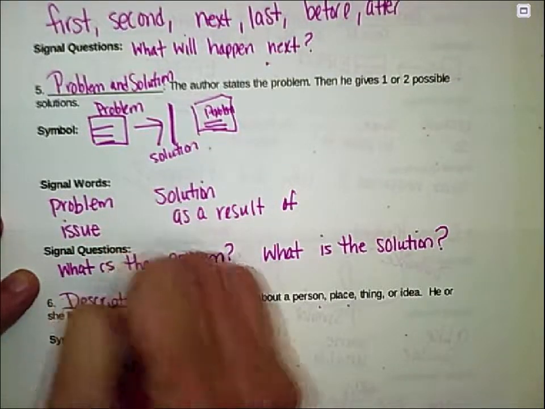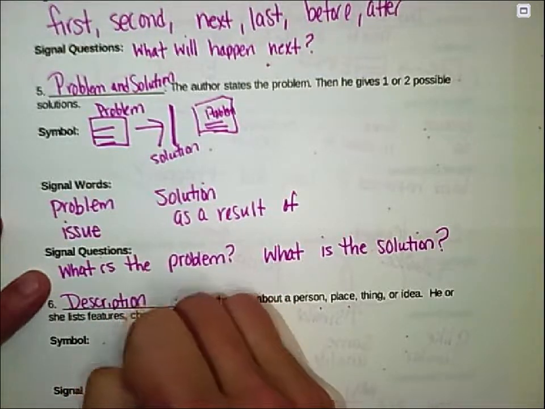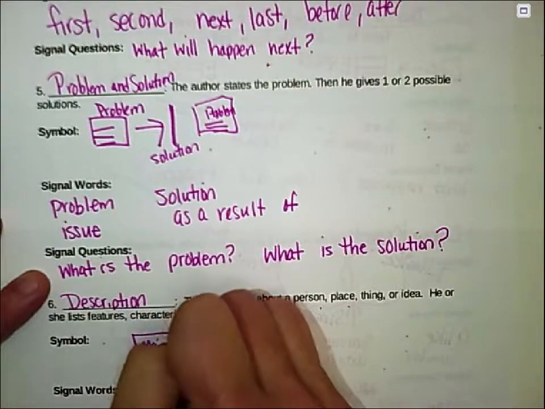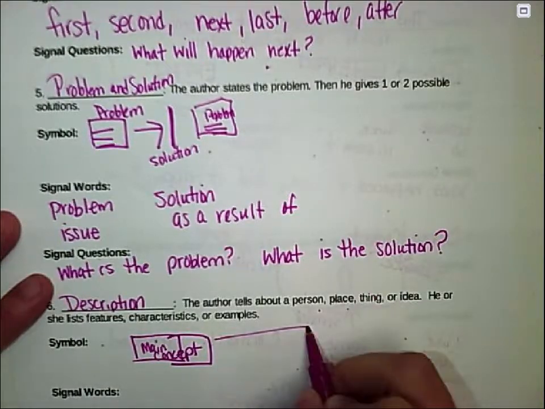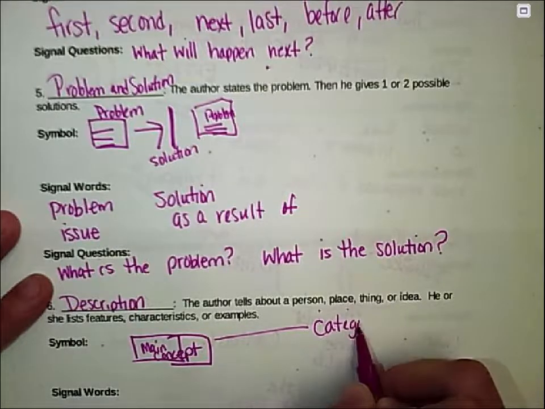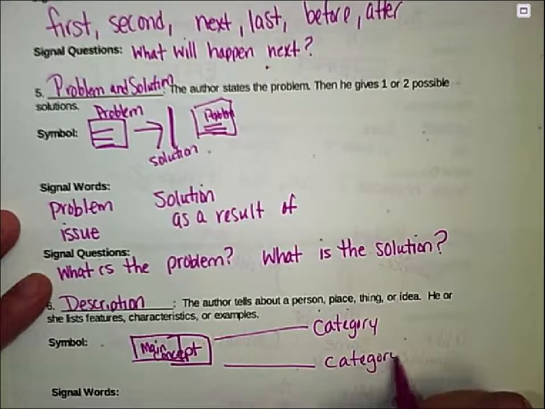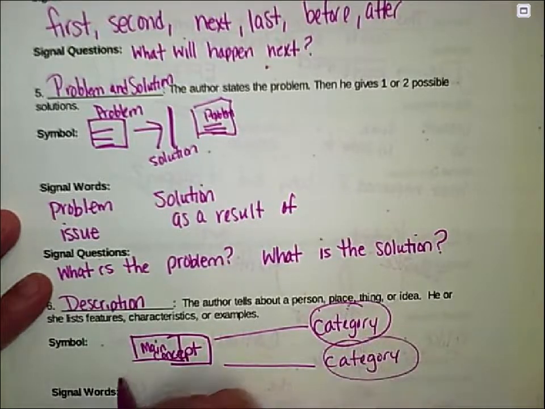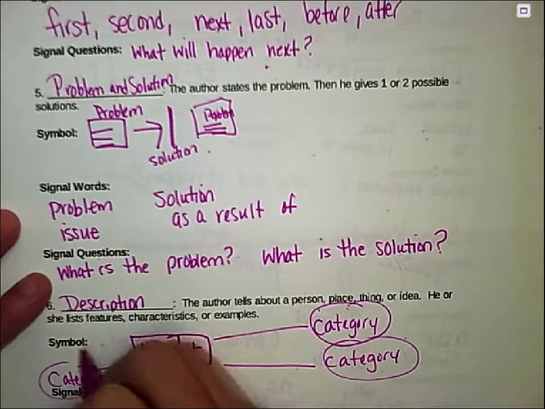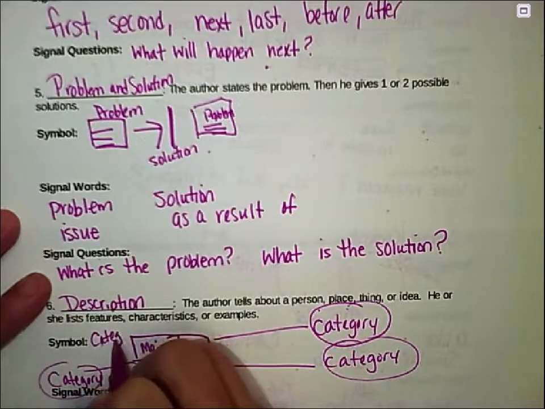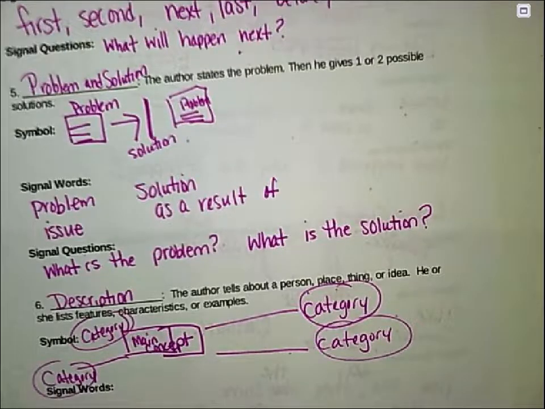Okay? And our description, I just made a concept map and I said main concept. I never make my box big enough. And then we'd have a category or a detail, and a category, and a category, and a category. So these are all details or features or characteristics or examples of that main concept.